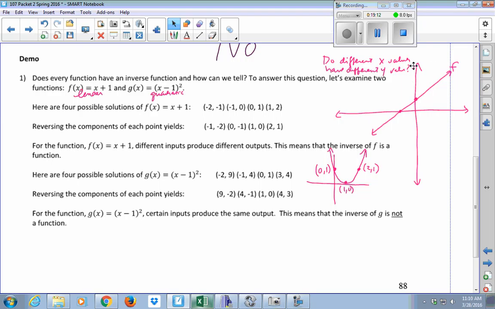So here are 2 totally different graphs. One's linear and one's quadratic. We noticed that in this first one, it's always increasing. And look at this quadratic. From the interval of negative infinity to 1, this thing is decreasing. And then from 1 to positive infinity, it's increasing. So it fails the test of always increasing or always decreasing. So that's one way you can tell.